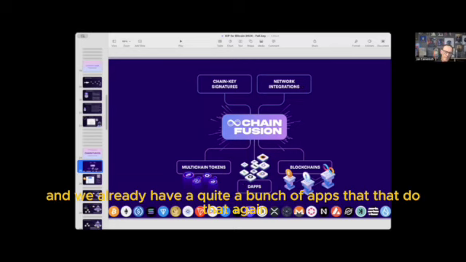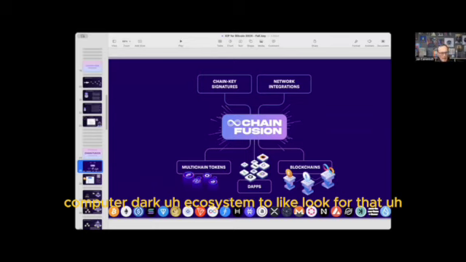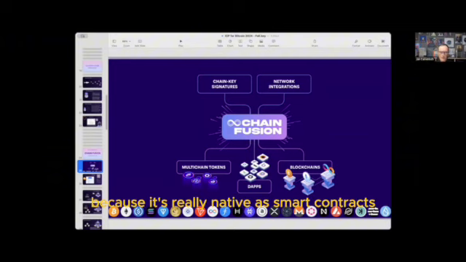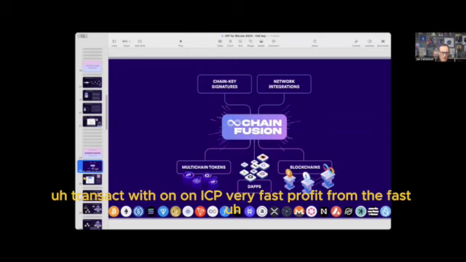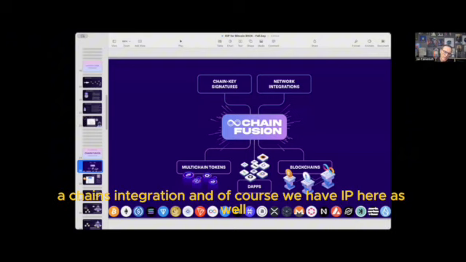And we already have quite a bunch of dapps that do that. Again, you can go on internetcomputer.org ecosystem to look for that. We actually also have sort of bridging in quotes, because there's no bridge, because it's really native smart contracts. So there's twin tokens on ICP that you can transact with on ICP very fast, profit from the fast transaction speed, and then send back to their native blockchains. As I said, we have native integration with Bitcoin, we have EVM chains integration, and of course we have ICP here as well.